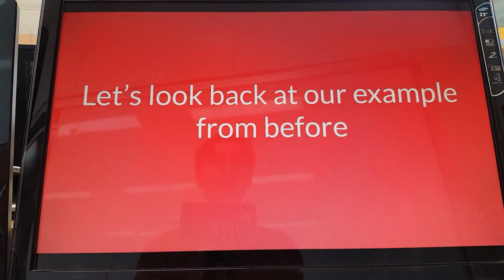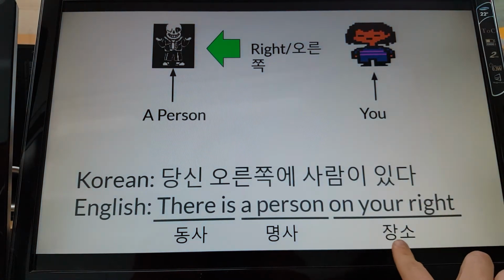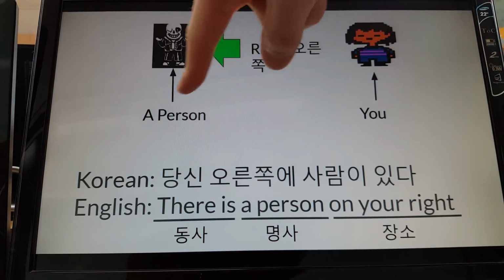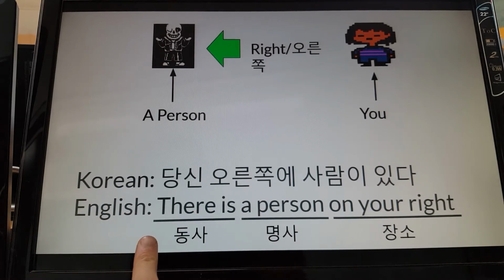All right, so let's look back at our example from before. So we said, on your right, that is the location. And for this phrase, we can say that, so I cannot see. So this is our verb, 동사, there is. And our noun, 영사, is a person. So the full phrase is, there is a person on your right.